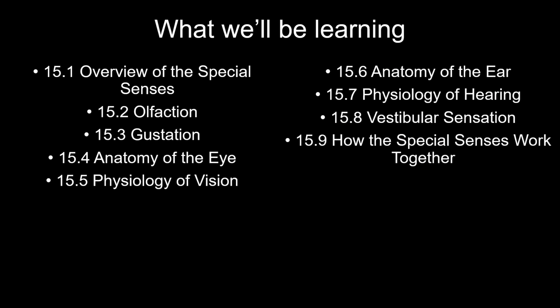So these are all the chapter 15 sections. We'll talk about an overview of these special senses and their differences from the general senses. Then we'll get into the special senses themselves: olfaction, which is smell; gustation, which is taste; the eyes, which are responsible for vision; and the ears, which are responsible for both hearing and vestibular sensation, that sense of balance. And then we're going to look at how all of them work together.